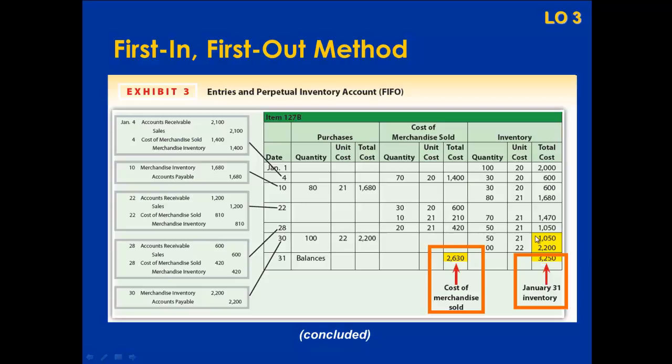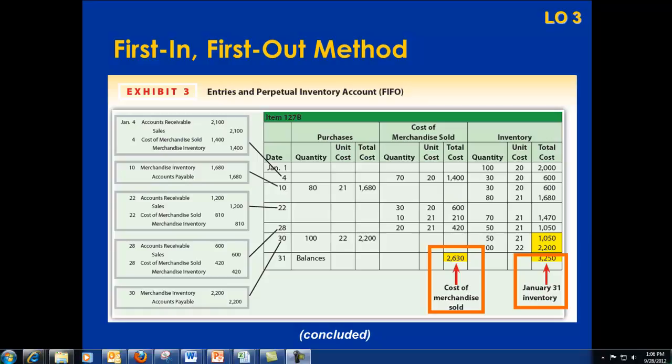This makes sense if we think about it, we've been keeping a running tally. At the very end, we have these two categories, right? We have 50 at $21 and 100 at $22. So the total amount of our ending inventory is $3,250. The total amount of cost of goods sold is the total of all these added up. If you add the 2,630 plus the 3,250, you get a total of 5,880.